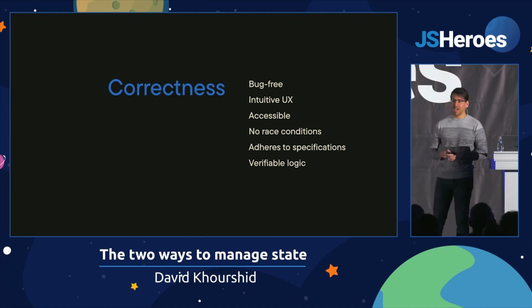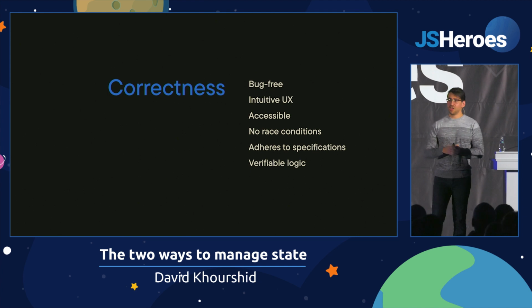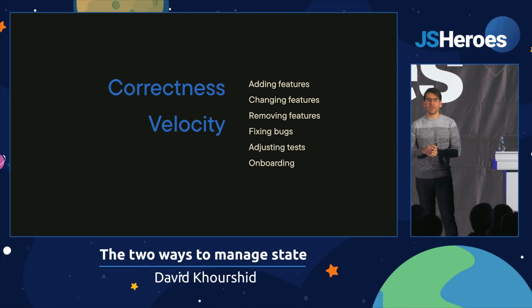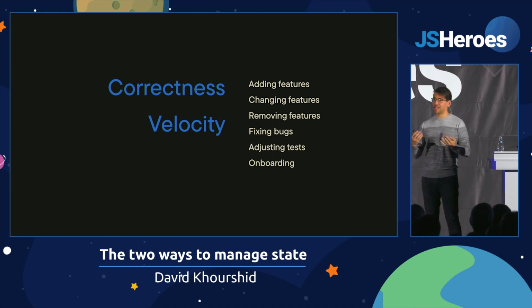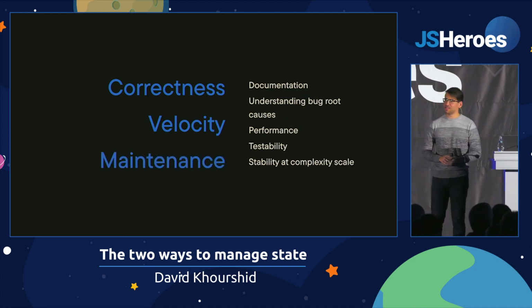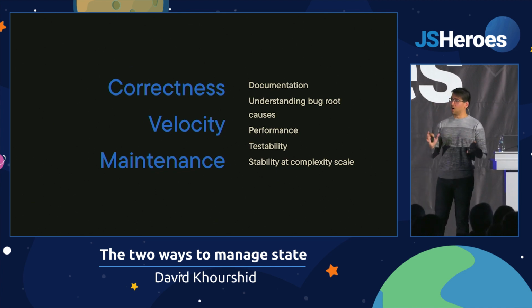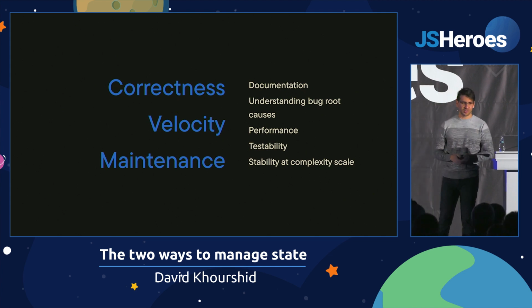First, correctness. How well can you map requirements to the actual code that you write such that your code is correct and it does the thing that you as a developer expect and the users expect? Also, velocity. No matter which state management library you choose, how can we actually add features, change features, fix bugs, adjust tests, and onboard new developers as quickly as possible? And this also leads to maintenance. Like, how easy is it for us to document our user requirements, our user flows, and everything, and how well can we map that to the state management that actually exists in our code.